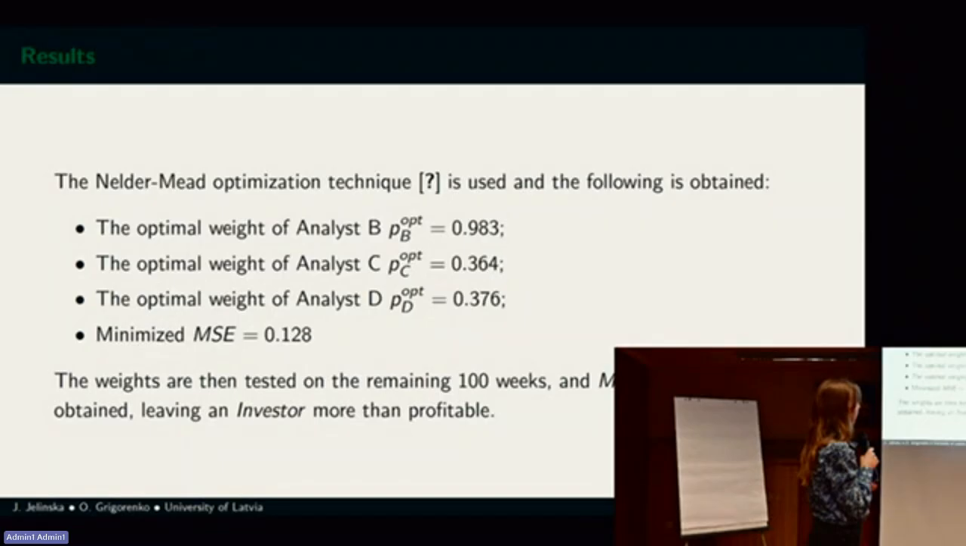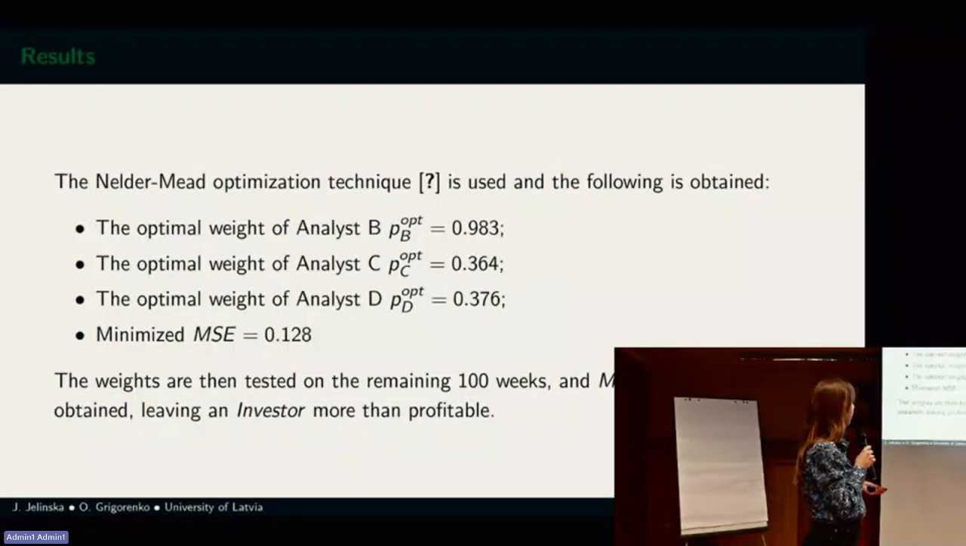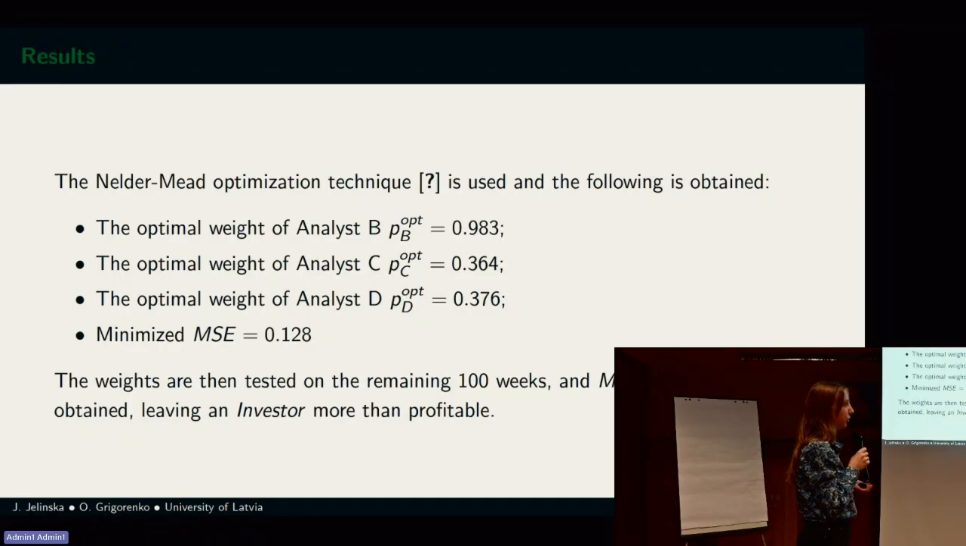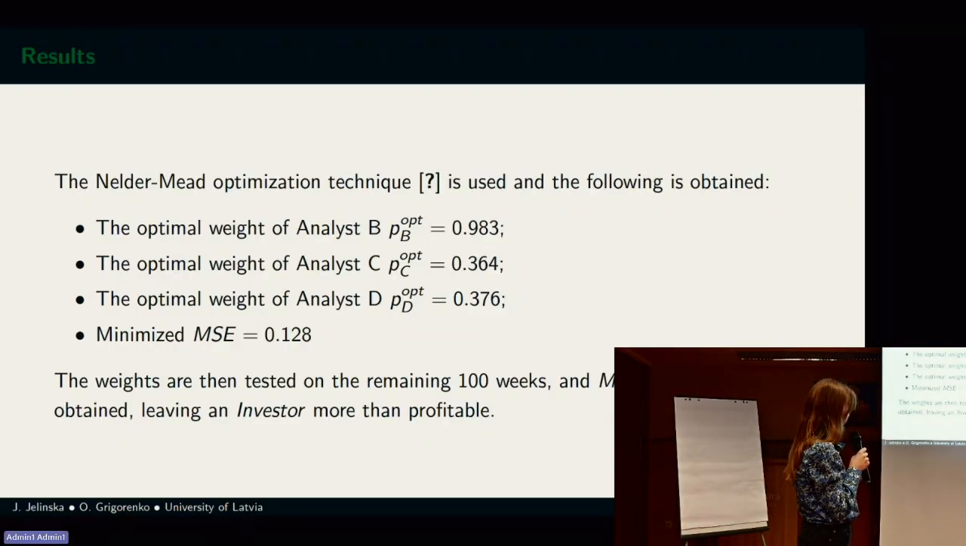And we obtain the following results. So using the optimization technique, we calculated that the weights of the experts are as follows. And if we later plug in these values into the new test data, we have a good mean square error, which is approximately 13%, which means that our investor pretty well can maximize the profit. And here we see that the weight of the first analyst is the highest. So maybe we can trust him, but I didn't check if we can trust only him.